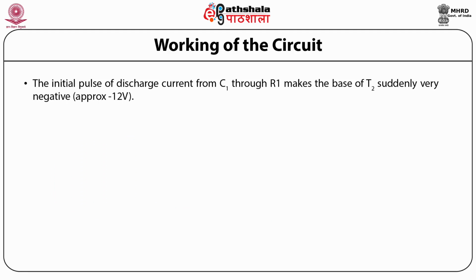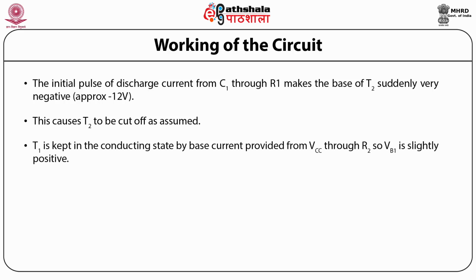The initial pulse of discharge current from C1 through R1 makes the base of T2 suddenly very negative, that is approximately minus 12 volts. This causes T2 to be cut off as assumed. So students, T1 is kept in the conducting state by base current provided from VCC through R2. So VB1 is slightly positive. The charging current of C2 through RL2 has now ceased.